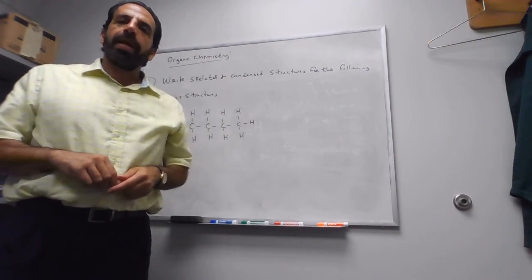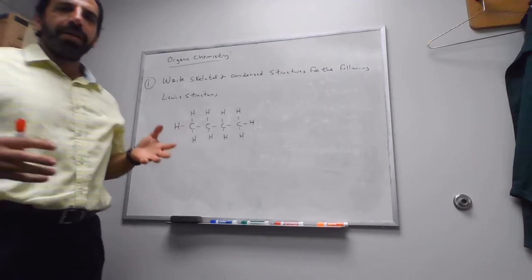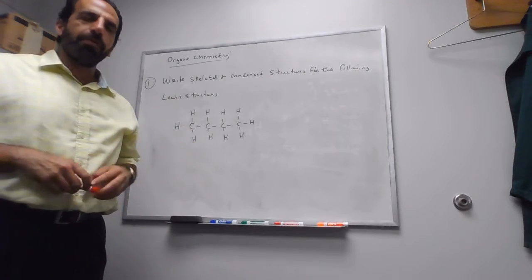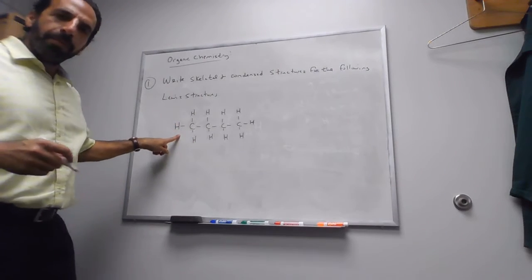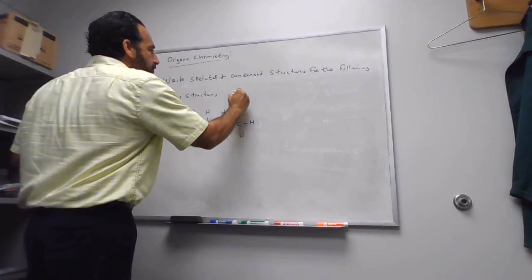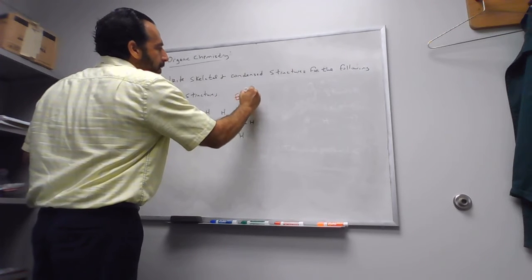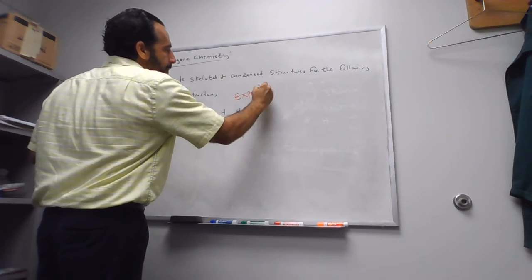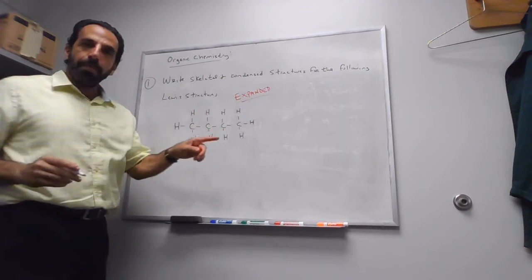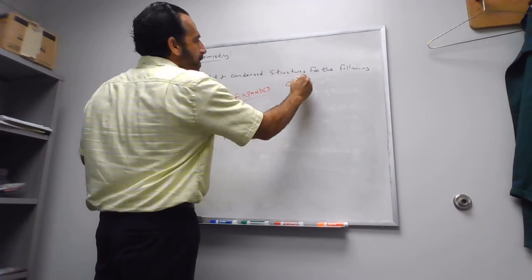So let's take a look at some organic. The thing with organic is you can write the structure several different ways. The way I wrote it right here, we call this the expanded structure. Couple of things to remember. Carbon wants to have 4 bonds. That's key.